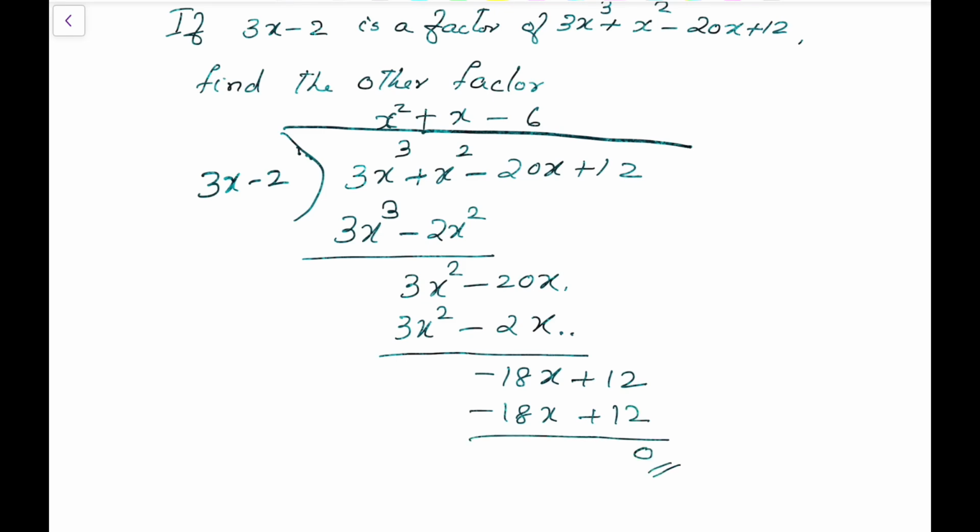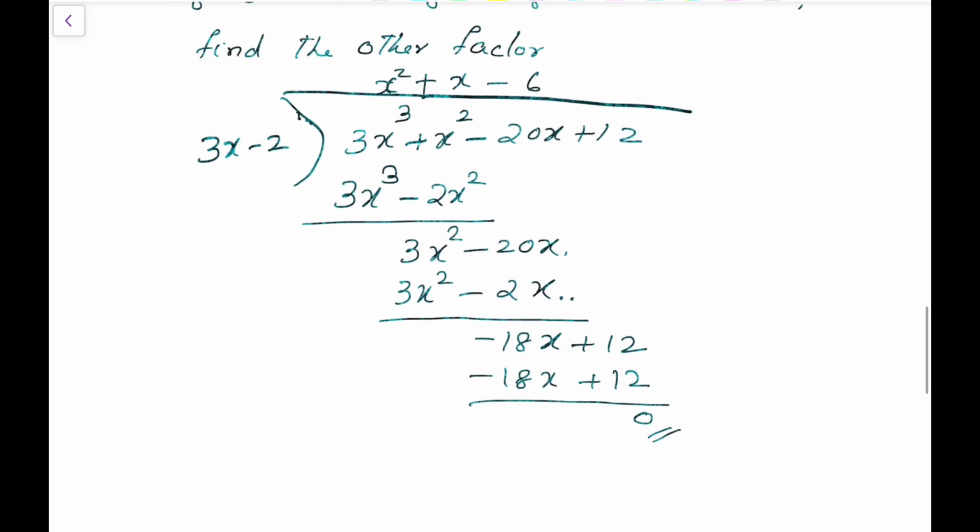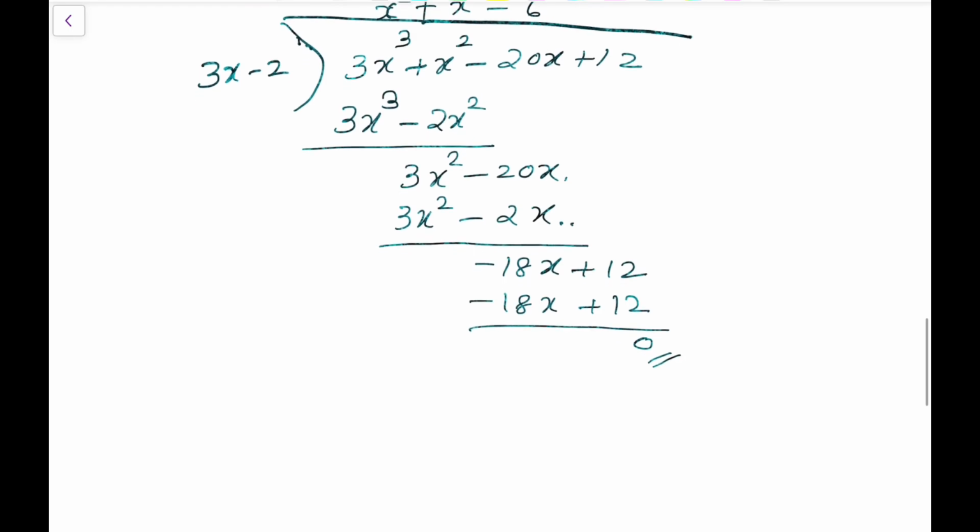So, you got the remainder as 0. So, what you have done is right. If 3x minus 2 is a factor, you will get the remainder as 0. Now, you have x squared plus x minus 6.